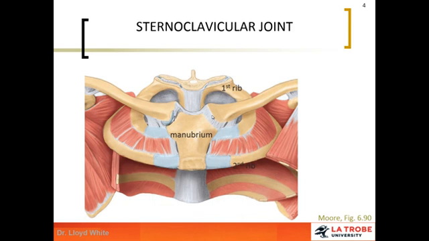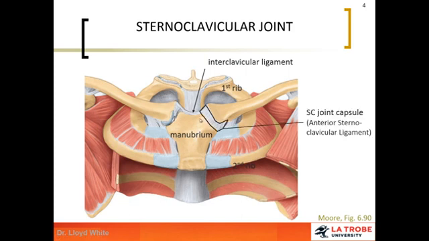So looking at a textbook diagram here, we have our sternoclavicular joint, manubrium of the sternum here, medial end of the clavicle, the interclavicular ligament across the top between the 2 medial ends of the clavicles. We have the anterior sternoclavicular ligament forming the joint capsule anteriorly. We have an articular disc within the joint, and the costoclavicular ligament reinforcing the inferior aspect of the joint.